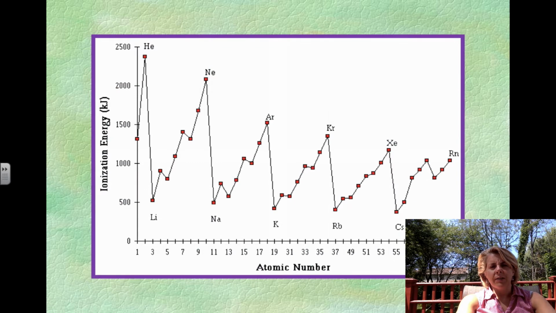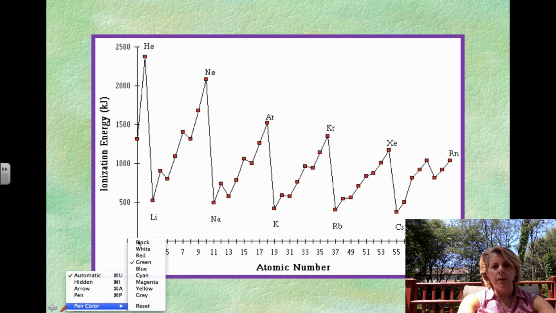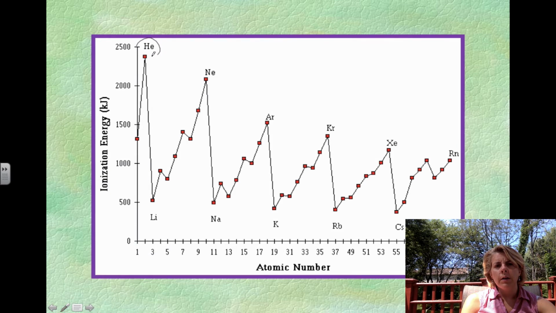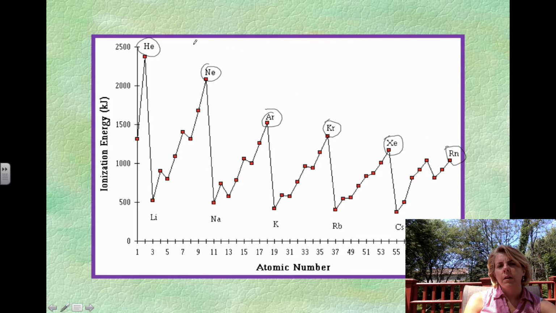Okay, here is ionization energy. So with ionization energy, something else is happening here. Look, all the noble gases are at the top. So the energy that's required to remove an electron is higher. So ionization is higher for noble gases.